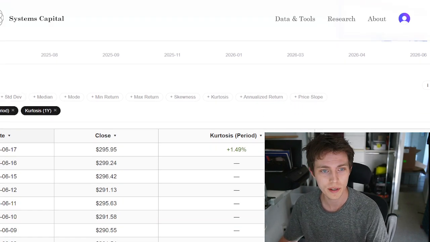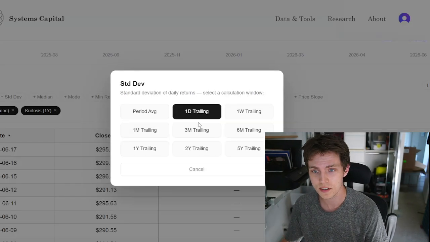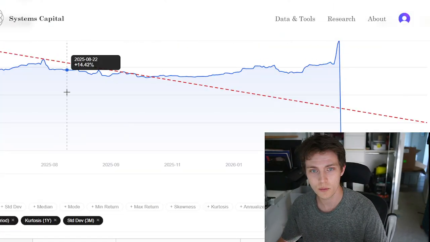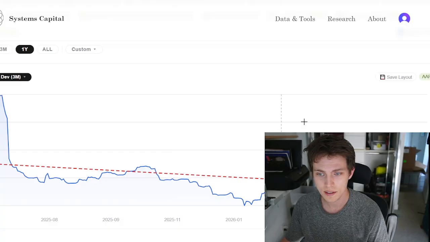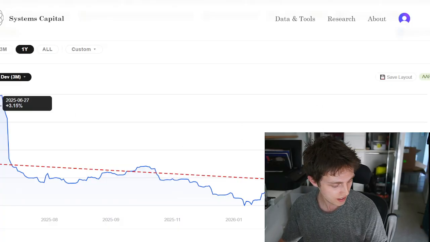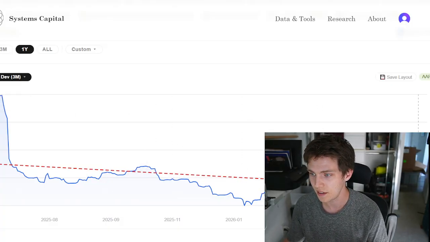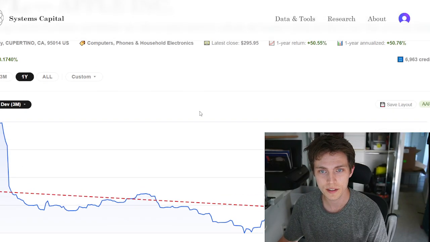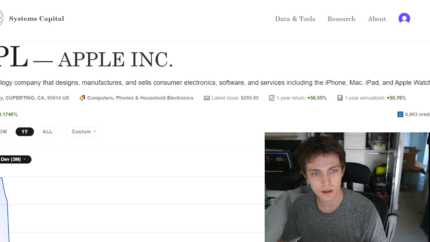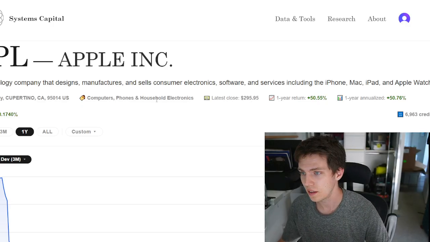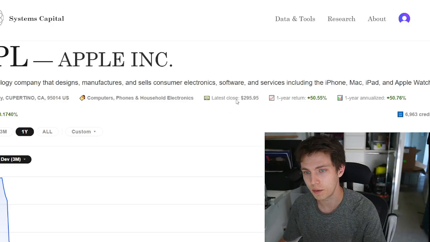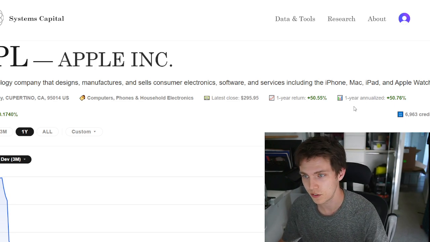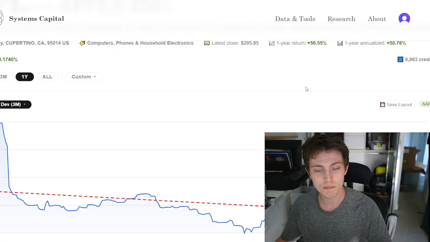And not only that, but we can look at standard deviation. What is the 3 month trailing standard deviation? And we can even pull it up here. Okay, so we're seeing that standard deviation is declining over time recently. So that's all really interesting. Up here we've got Apple Park, we've got the industry, a whole bunch of other stuff. I'll be updating some more things right here. Gives you the annualized return, so that's all good.